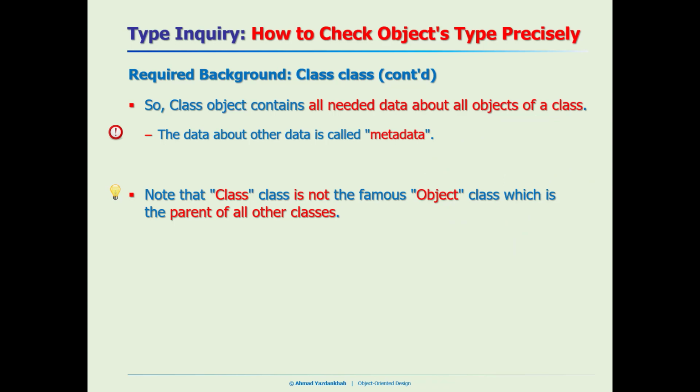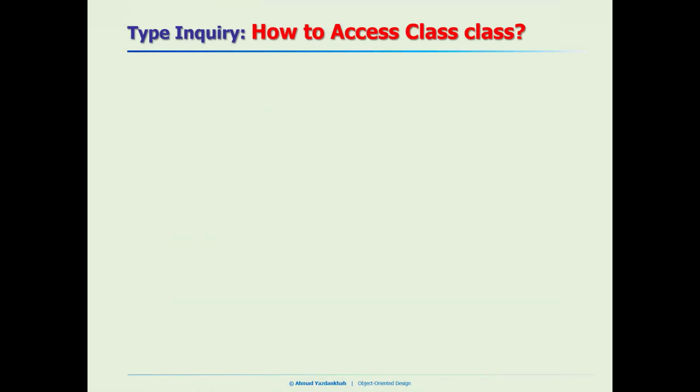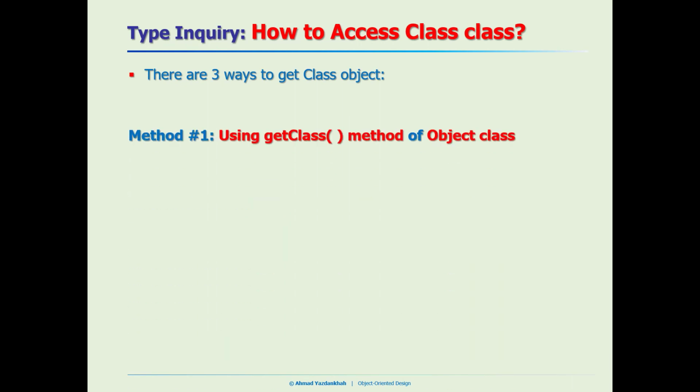So now the question is, how can we access that class object? We have actually three ways to do that. The first method will be using the getClass method. This getClass method looks familiar. It is coming from the Object class.